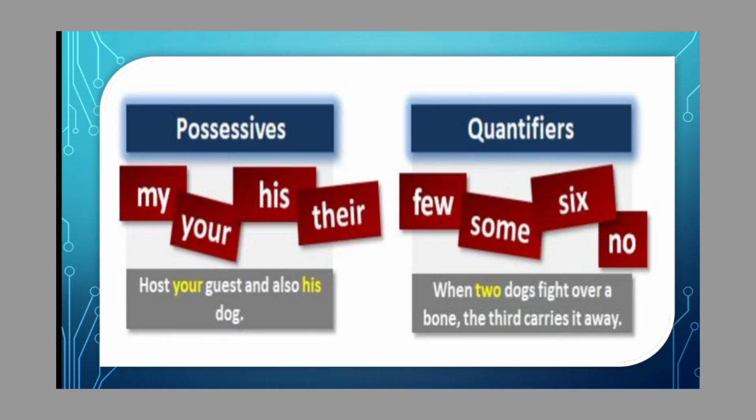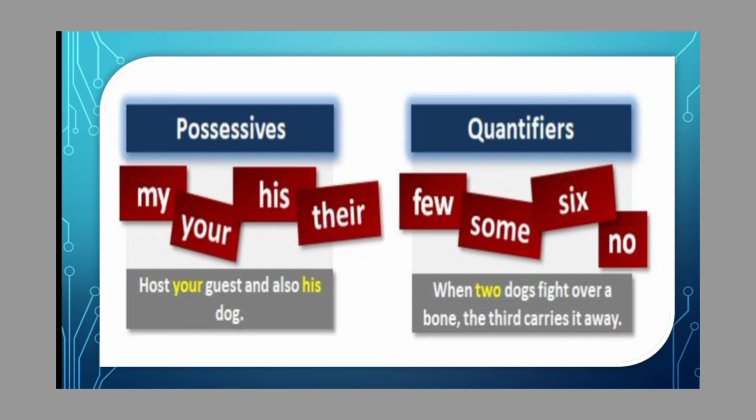And the next one is possessive and quantifier. So possessives means, what are the words which come under possessives? My, mine, his, her, hers, their, ours, yours. So these are some words which act as possessives.